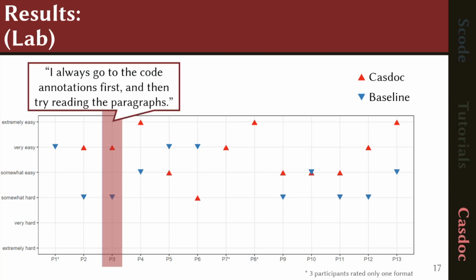But beyond that, we also found that there were clear patterns that applied to both Casdoc and the baseline. One of them, described by P3 but recurrent across many participants, was that they would first look at the code, then the code annotations, and then, if they didn't find it, the paragraph. So they didn't exhaust any of the formats before moving to the next one.